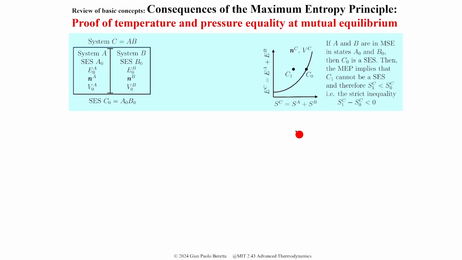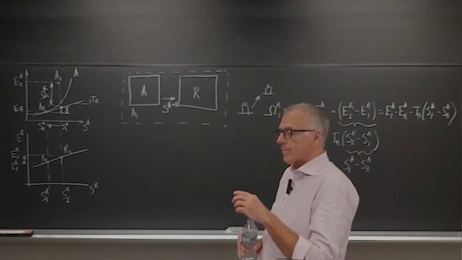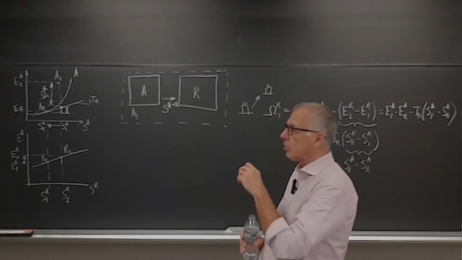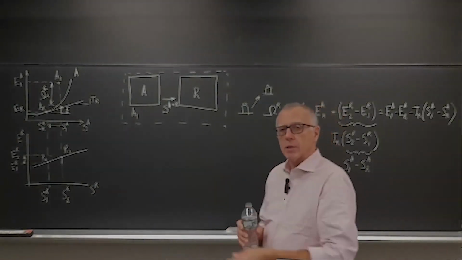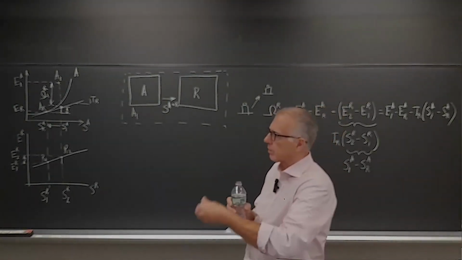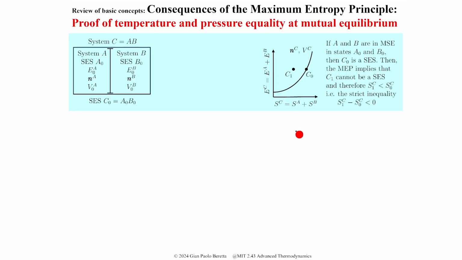And the way we prove this is by means of the maximum entropy principle. You remember that we proved that the stable equilibrium state is the maximum entropy one among those states that have the same energy and amounts and parameters. I'm not going to repeat amounts and parameters. Let's keep them fixed for the entire day.